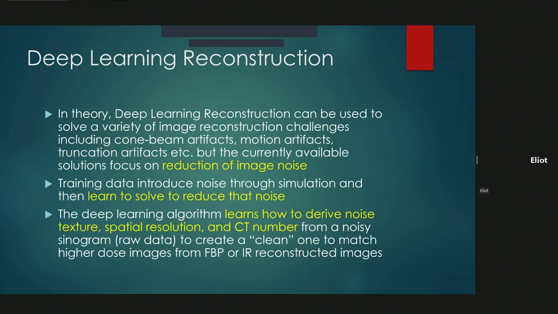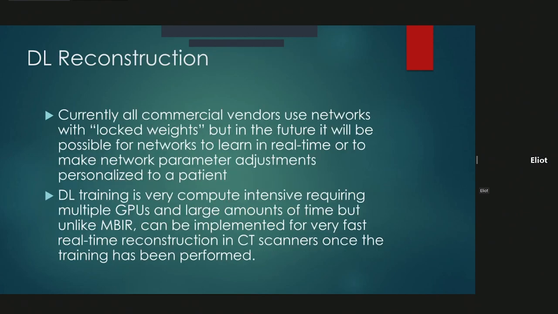Essentially what they do is learn from higher dose images, whether they're iterative reconstructed images or filtered back projection images. They learn the characteristics of those images and then are able to apply what they have learned to lower dose images to predict what the higher dose images would have looked like. Currently, all commercial vendors are using deep learning with locked weights, which reduces flexibility somewhat. But in the future, it's going to be possible for these deep learning reconstruction algorithms to learn in real time or to make network parameter adjustments that will be personalized to an individual patient. And so the idea of being able to adjust the reconstruction on the fly as you're scanning a patient, or to be able to get a prior scan on a patient, offers the potential to really have significant improvements in image quality.